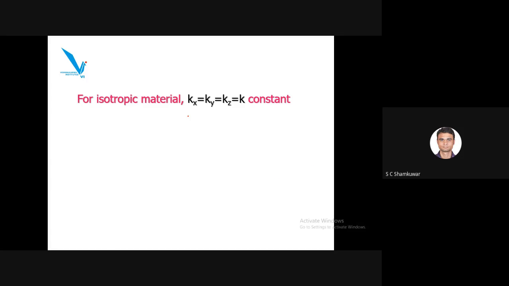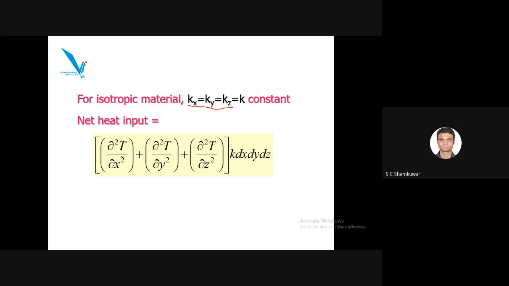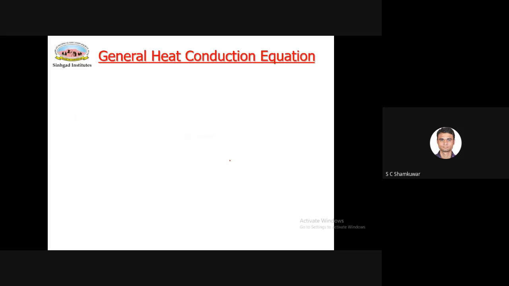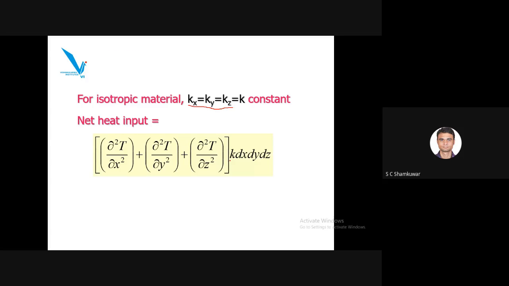Then now for isotropic material, we have taken the assumption kx equals ky equals kz is equal to k. Therefore, net heat will be what? Del square t by del x square plus del square t divided by del y square plus del square t by del z square, into k, into dx into dy into dz. Now this is what? The total net heat input.